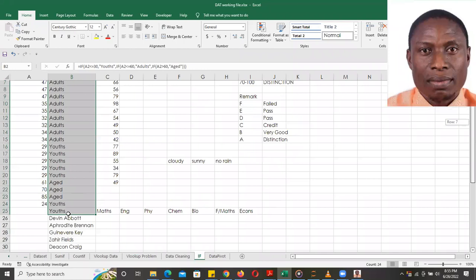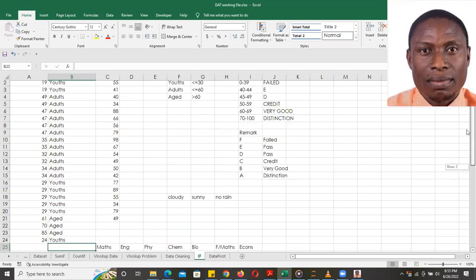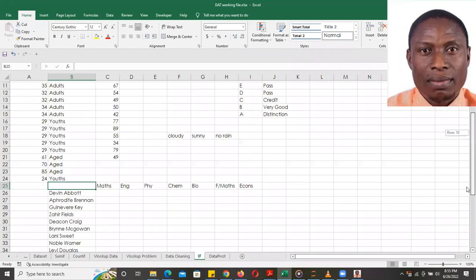Probably it's saying it's less than 30 anyway. So is there any question about that? Okay, if you still don't get it, we are still going to make use of that. Don't worry. We are making use of that here.